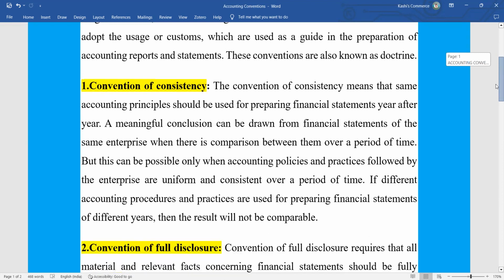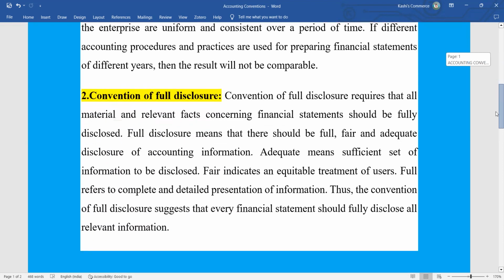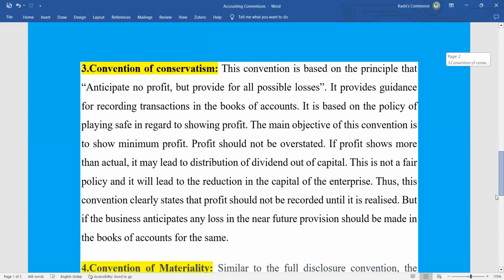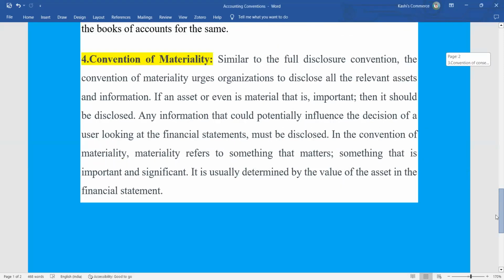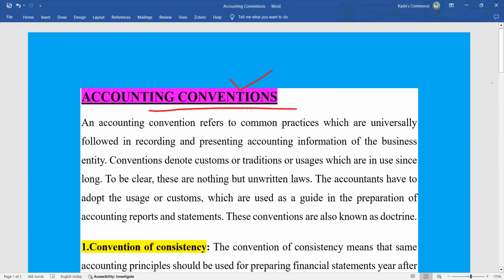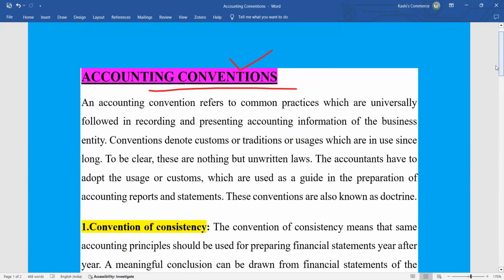One is convention of consistency. Next, convention of full disclosure. Third one, convention of conservatism. And fourth one, convention of materiality. These are the four conventions in accounting. But before writing this question in the examination, we have to know the definition of convention and list out all these four conventions, then explain them one by one.